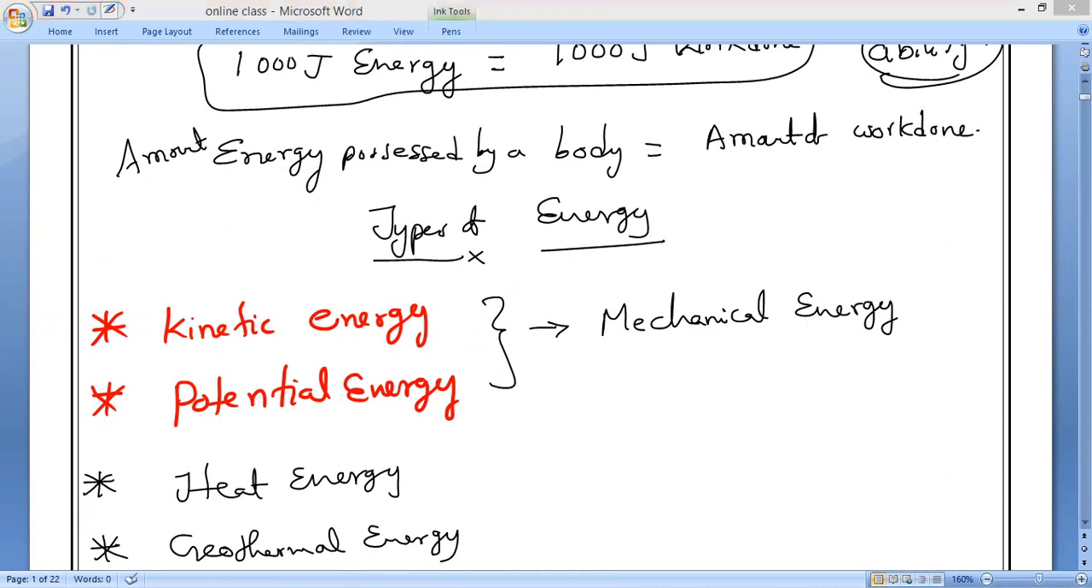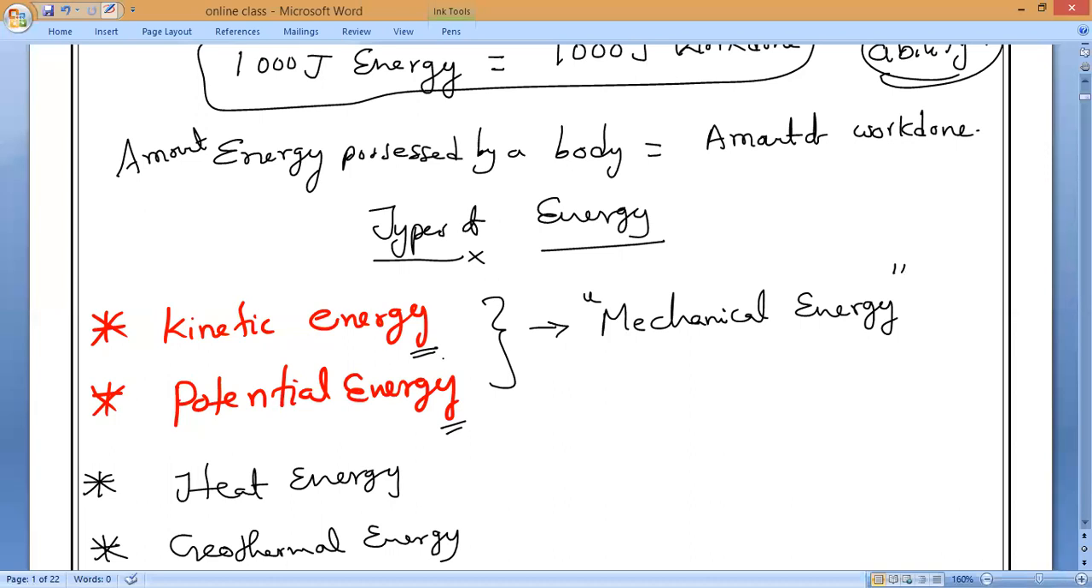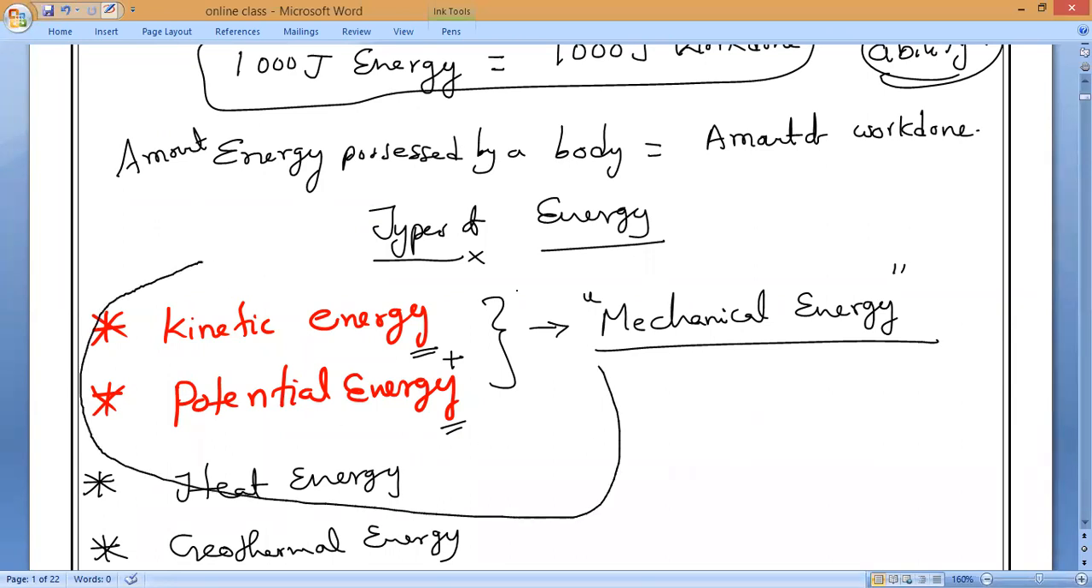But for class 9th, we will only discuss two forms of energy, the first two forms which we used to say. What are the first two forms of energy for class 9? One is kinetic energy, and another one is potential energy. And together, what do we call them? Kinetic energy plus potential energy together is mechanical energy. That is what you have to remember. Please mark it, everybody. So these two only we will discuss in the entire class 9.